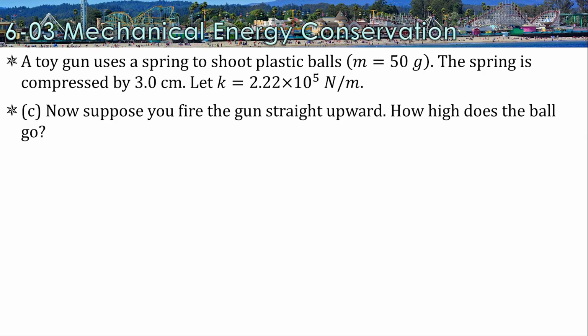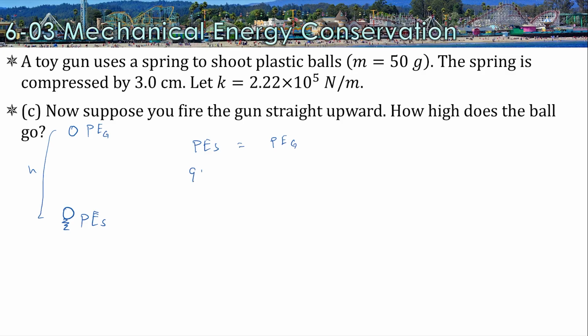Now let's suppose we shoot the gun straight up. How high does the toy ball go? So at the bottom, we've got the ball on the spring, so we have spring potential energy. At the top, we have gravitational potential energy. But at the highest point, it's not moving anymore, is it? So on the initial energy side, we just have the spring potential energy. On the final energy side, at the highest point, we only have gravitational potential energy.